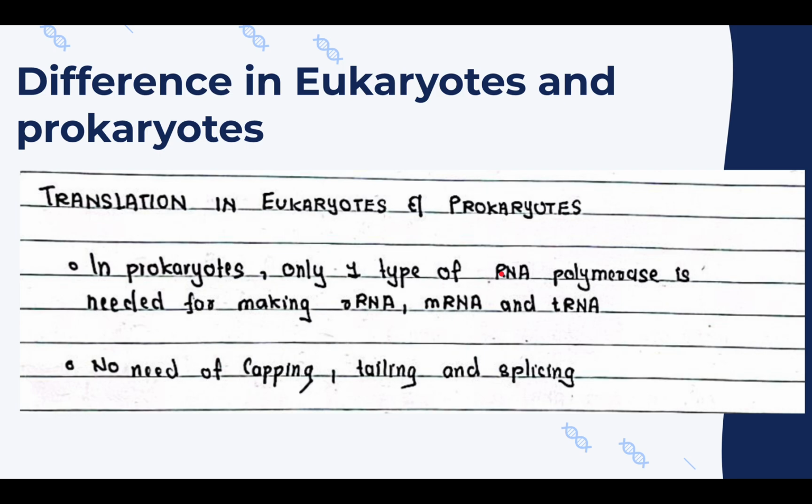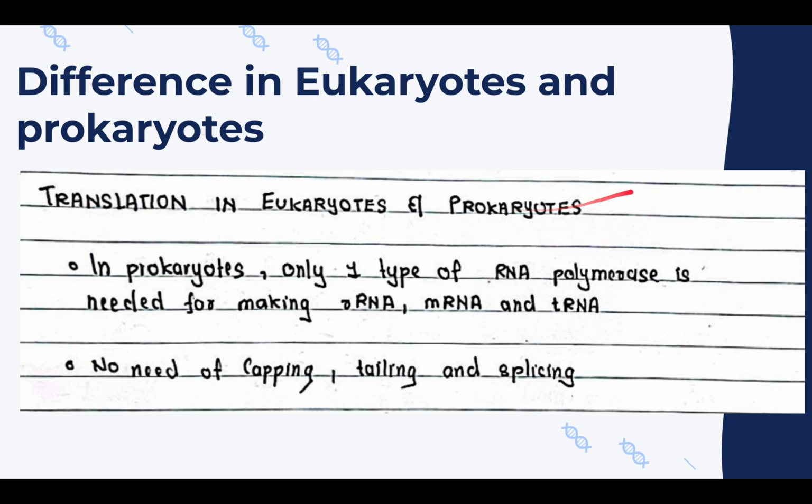Right, so eukaryotes and prokaryotes. Now, how does this differ in eukaryotes and prokaryotes? Well, it's really simple. It's mainly differences in the transcription process in both of them, so we'll just quickly go through that. In prokaryotes, only one type of RNA polymerase is needed for making rRNA, mRNA, and tRNA. There is no need for capping, tailing, and splicing.